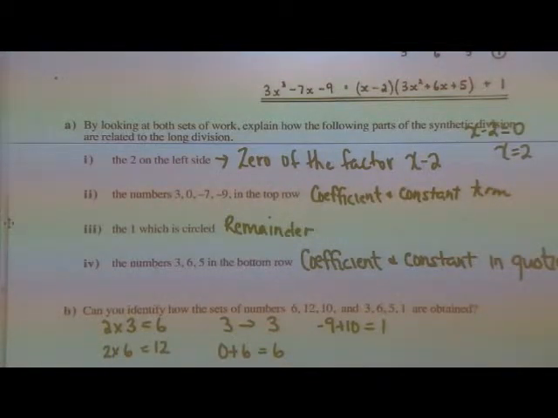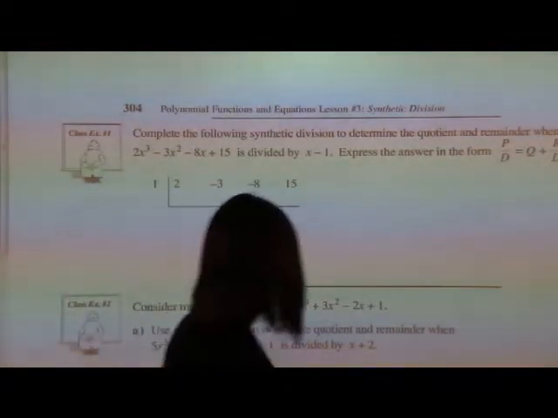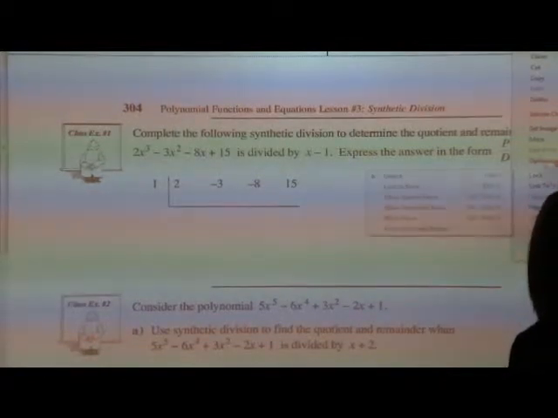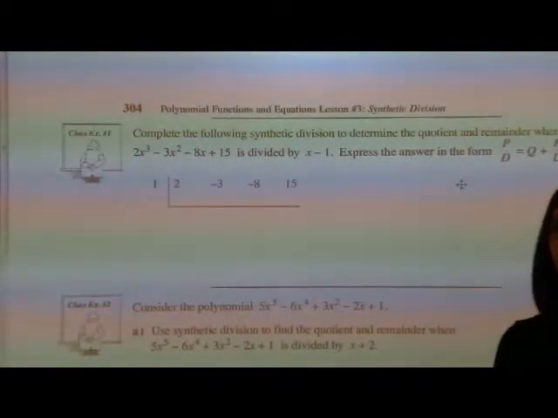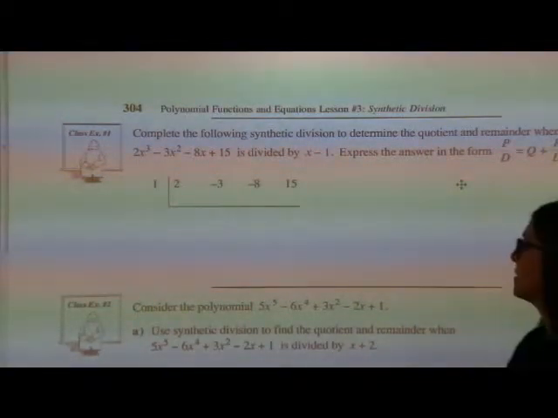So synthetic division takes out my variables. That's what happens when we look at synthetic division. So if we look at this, complete the following synthetic division to determine the quotient and the remainder when 2x cubed minus 3x squared minus 8x plus 15 is divided by x minus 1.